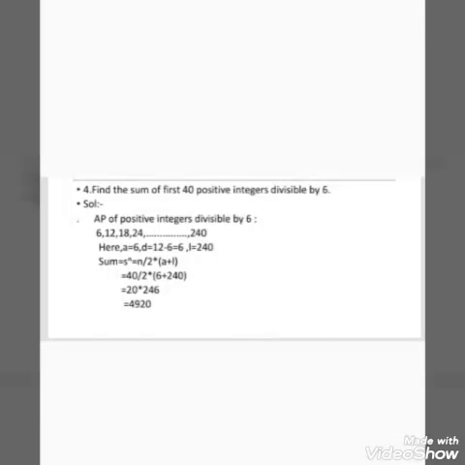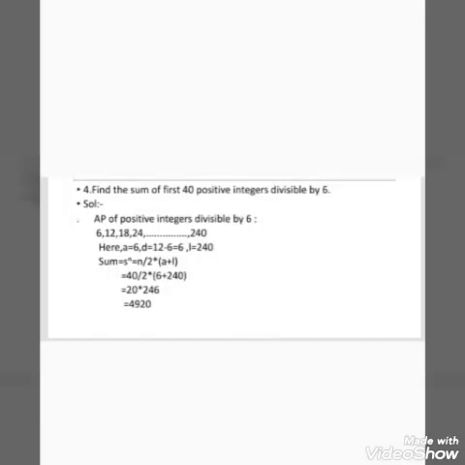So what is n here? N is 40 because we have to find the sum of 40 positive integers. So 40 by 2 into A equal to 6 plus L equal to 240. So 40 by 2 equal to 20 into 246 equal to 4,920. So this is the sum of first 40 positive integers divisible by 6. This question is very easy, na?